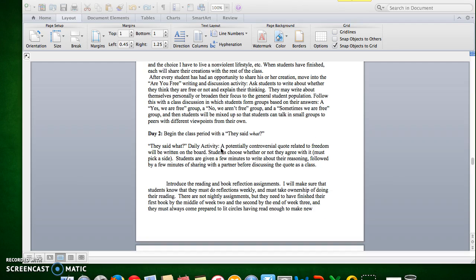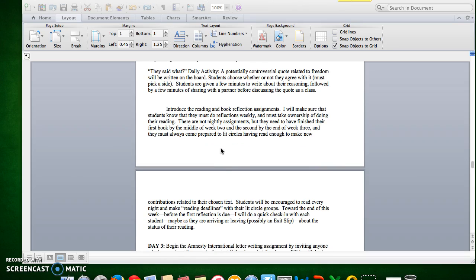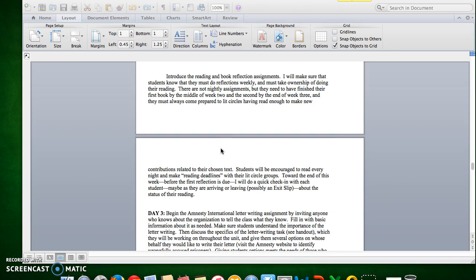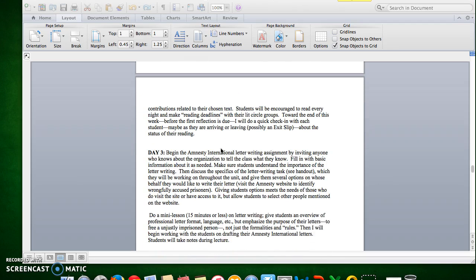And then the next day we will go into the They Said What activity, which will lead to the class discussion. I will introduce the reading and book reflection assignments and make sure students choose their reading and that they are assigned to their groups and clear on all the requirements for both of those assignments, and they know what is expected of them.